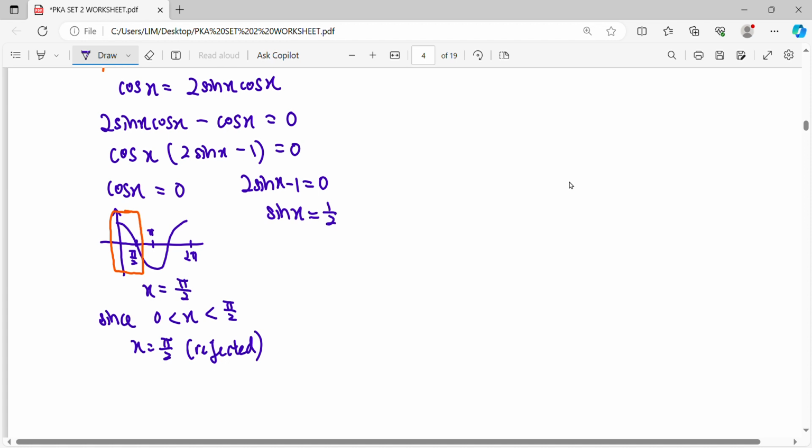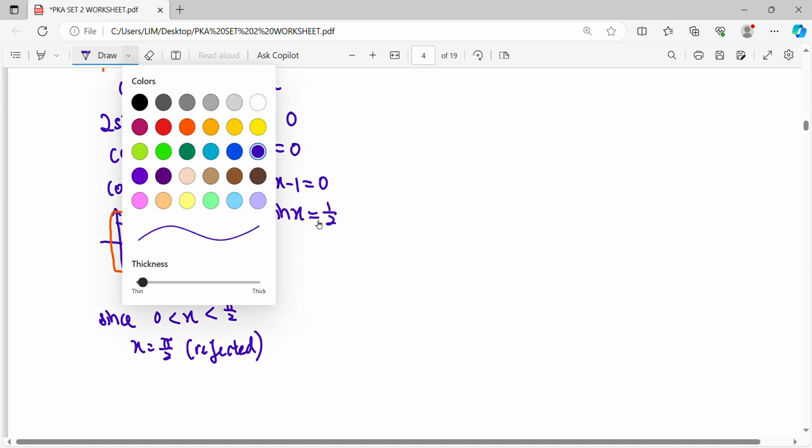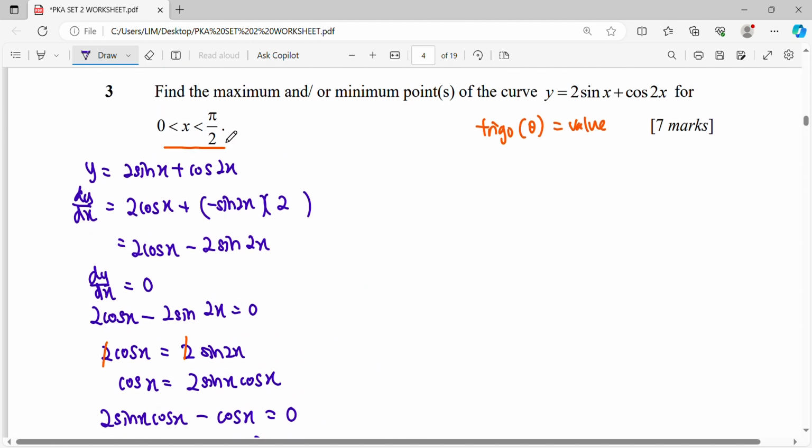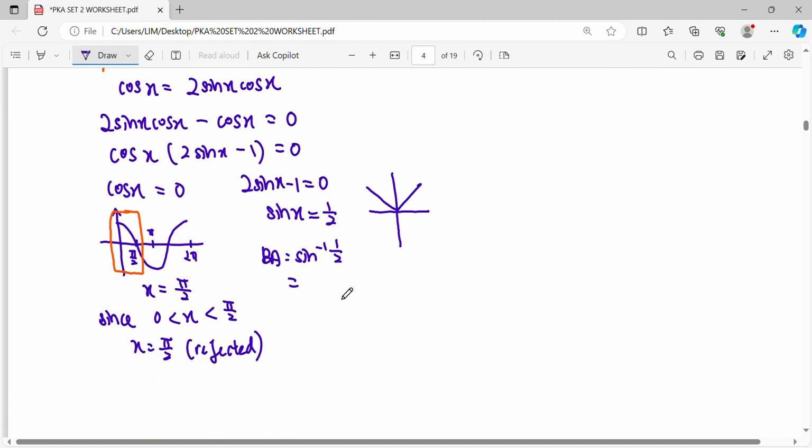Alright, so another part here, sine x equals 1 over 2. So start with the range. We can see the quadrant: sine positive value, quadrant 1 and 2. What's your basic angle? Sine x equals 1 over 2. Make sure your calculator is in radian, because we are dealing with pi, which means radian. What's your basic angle? Pi over 6. So how far can the rotation go?